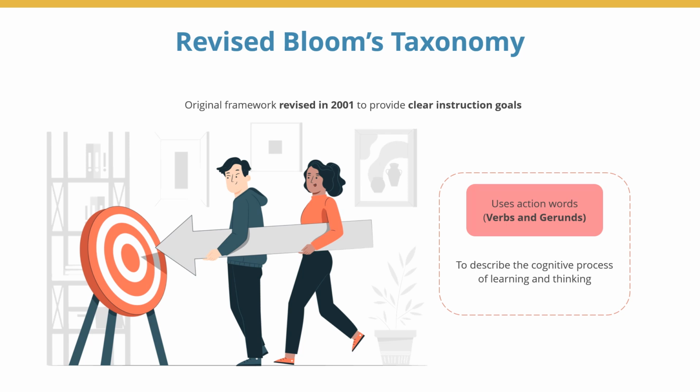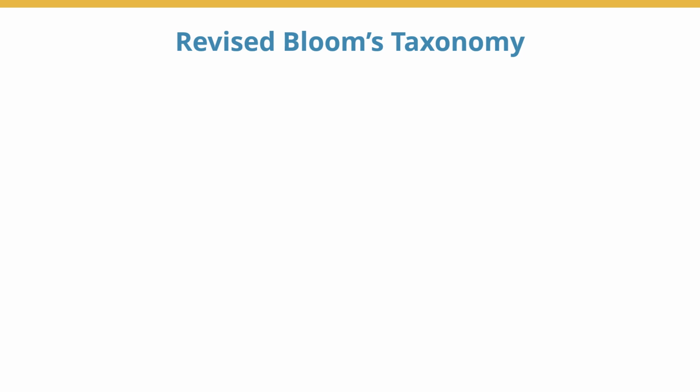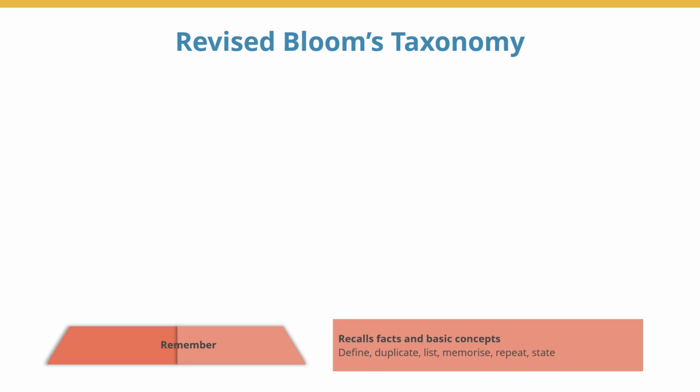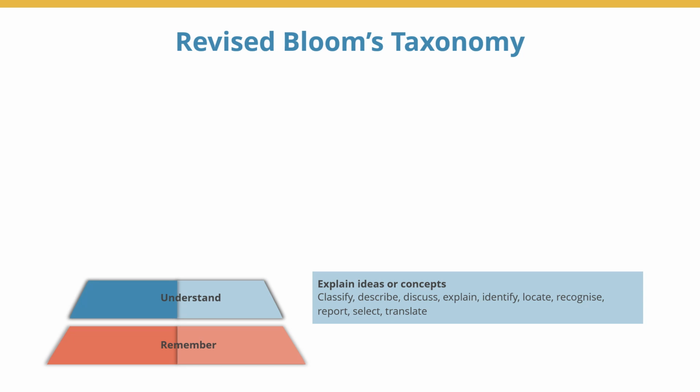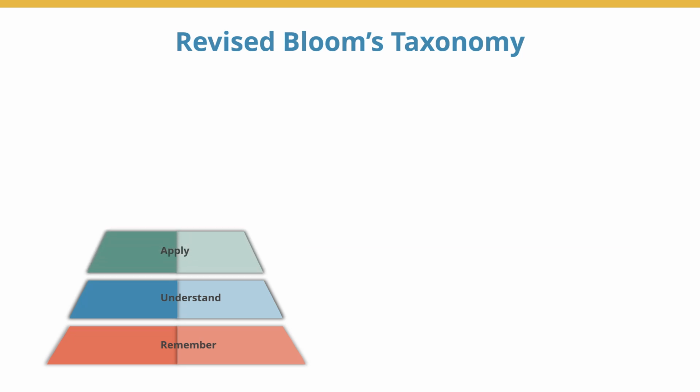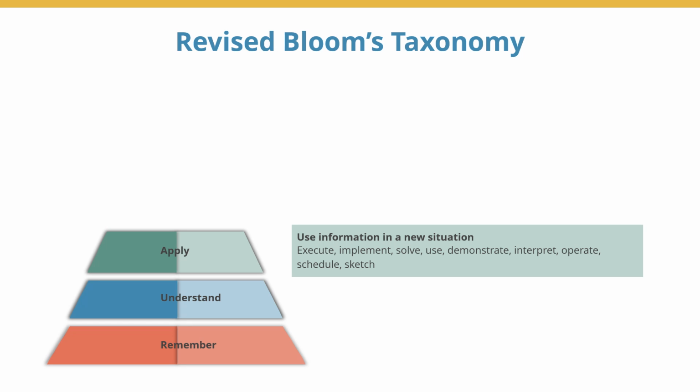The revised framework has 6 learning stages, namely remember, understand, apply, analyze, evaluate, and create. The first stage, the remember stage of learning, is about retaining, recalling, and recognizing the basic concepts. This is followed by the understand stage of learning, where the acquired knowledge is interpreted. The learner moves on to apply the acquired knowledge in new situations.